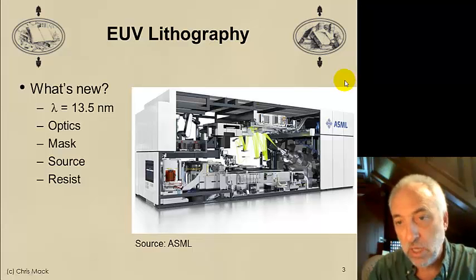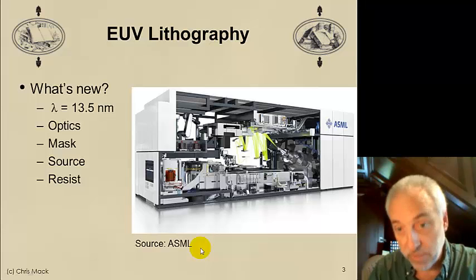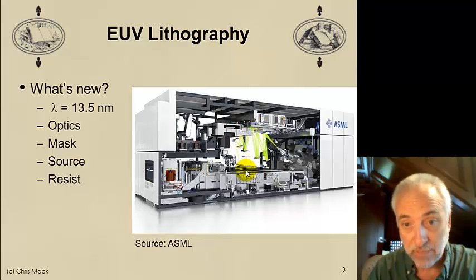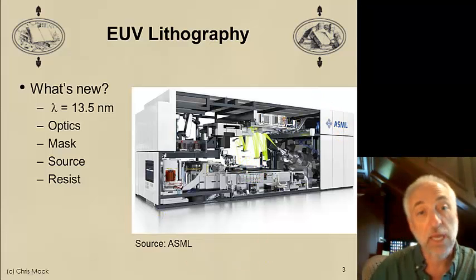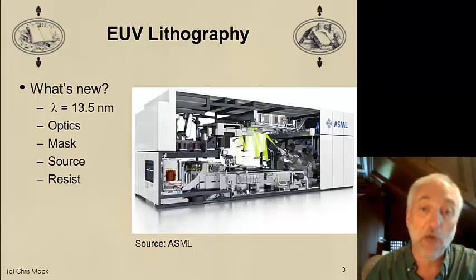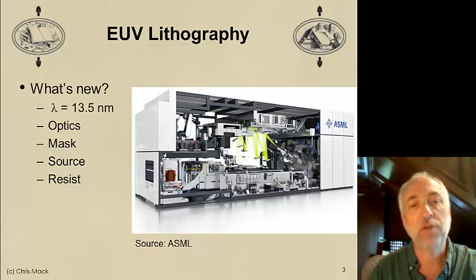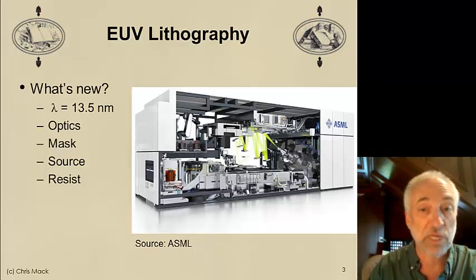Here I show a scanner being developed by ASML Lithography with a light source here shining up into the optical system. You see it's all mirrors reflecting around. The reticle is up here and the wafer is down here. It's a massive system, about twice as big as a 193 immersion scanner, and quite expensive as well. These tools are under development. They're not quite ready for prime time yet. And we're going to talk about some of the challenges associated with bringing these tools into production.